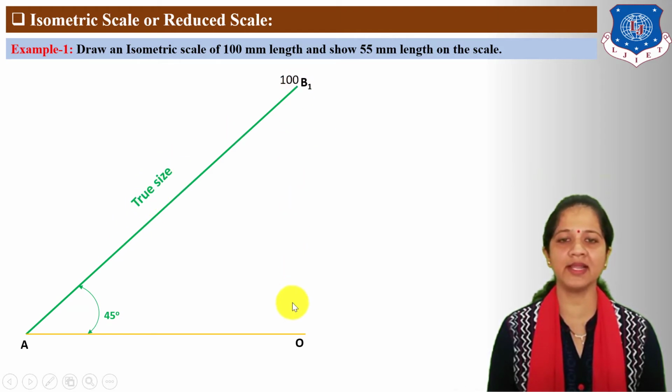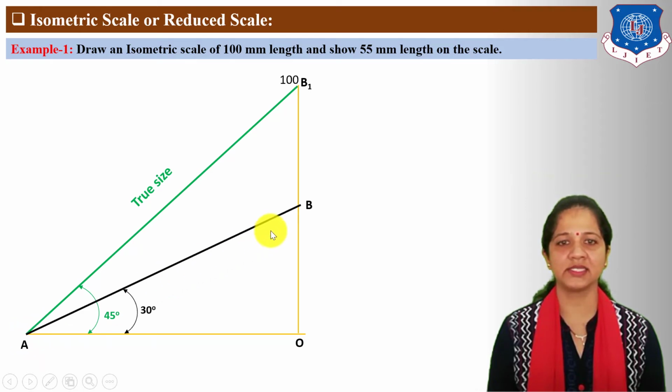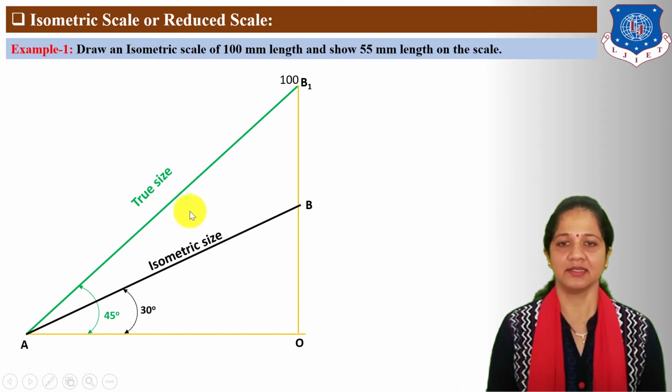Next, draw a vertical line from B1 point up to this horizontal reference. Next, draw a 30-degree angle line from A point up to this vertical line and mark here B point. Now, this AB line indicates isometric size.